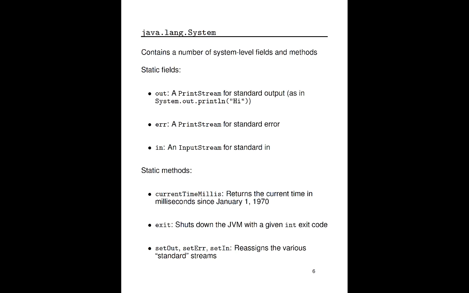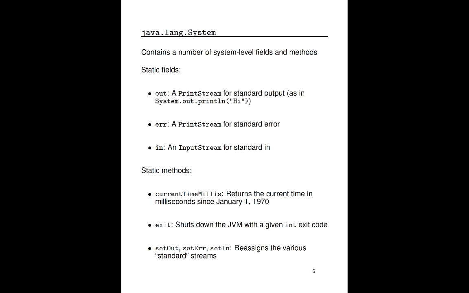Java.lang.System is a class that contains, I think of as system-level fields and methods, things about the Java virtual machine and the environment in which it runs. So java.lang.System has some static fields, which you might have seen already. There's a field called out. So this is System.out, as in System.out.println. And out is a reference to an object of type PrintStream. We'll learn about that in a later lecture. That when you write to it, writes to standard out. So System.out.println just invokes a println method on the object referred to by System.out.